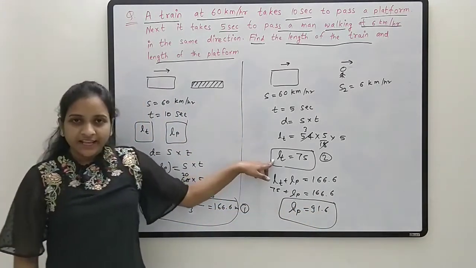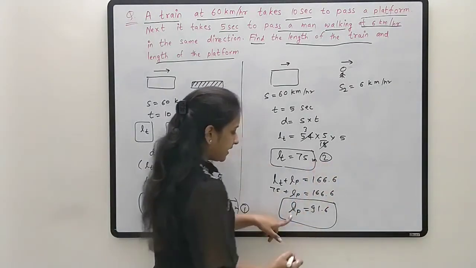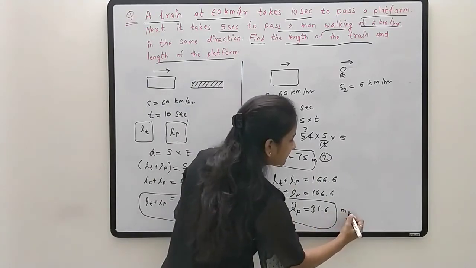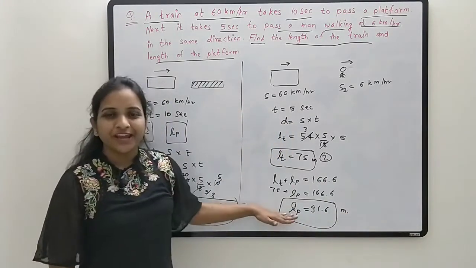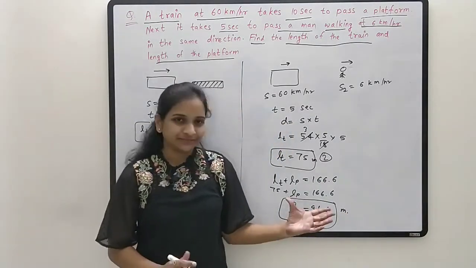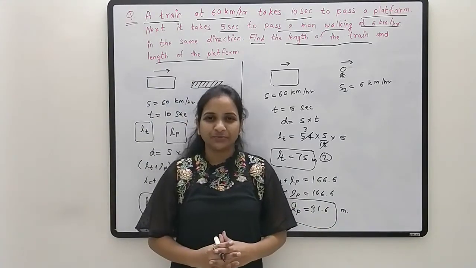Okay, length of the train is 75 meter. Length of the platform is 91.6 meter. It's okay to get weird answer. Don't get afraid of this. Okay. Now let's solve next problem.